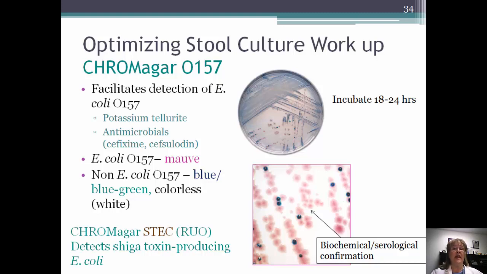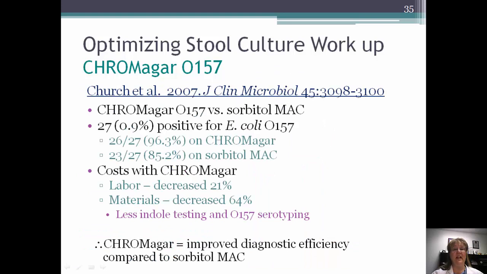There is also a research use only media, chromogenic media, for STEC in general, okay, more than just O157. Again, it is just a research use only media, but it does detect other Shiga toxin producing E. coli as well. Again, lots of information in the literature about the increased sensitivity of the use of chromogenic media for E. coli O157.